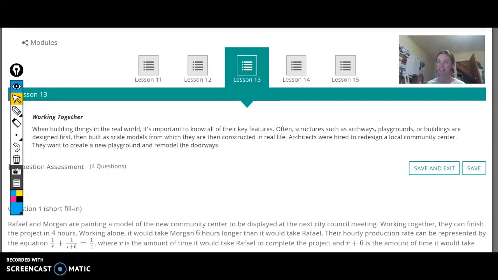Hi math students, it's Miss Carol here, and we are on Unit 3, Lesson 13. In Lesson 13, we've only got 4 questions, so hopefully this will be a little quicker. We are still on the models and scale models that are constructed in real life for redesigning a local community center. So let's jump in here.